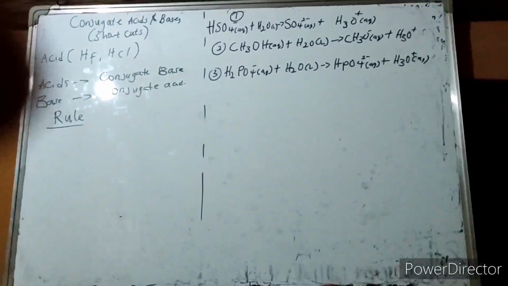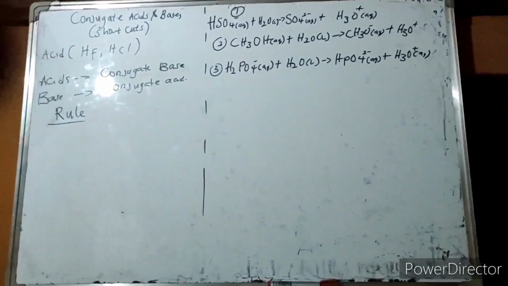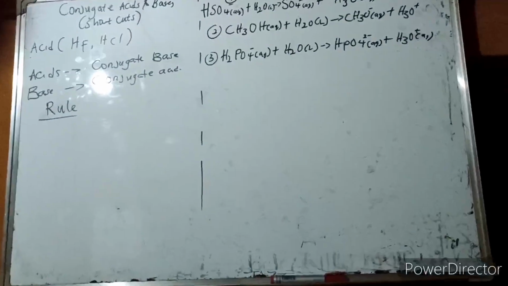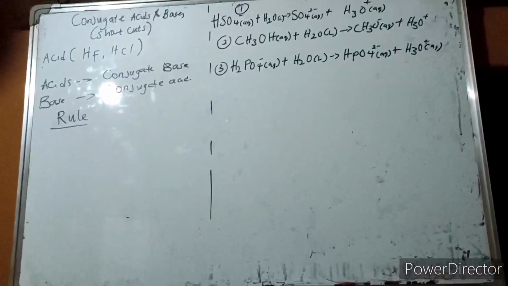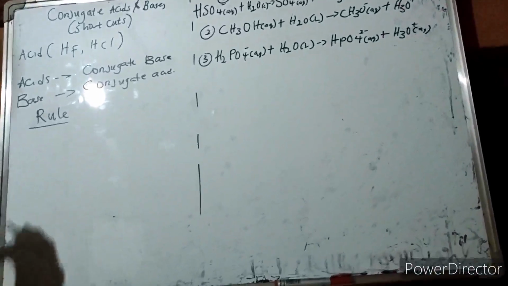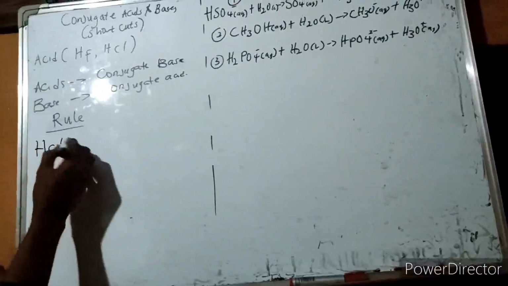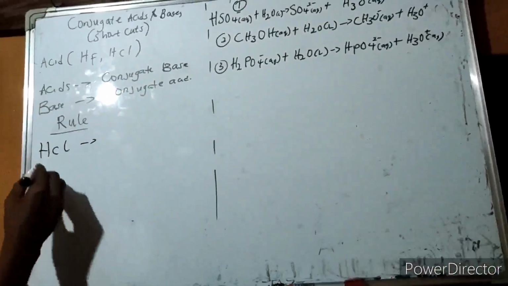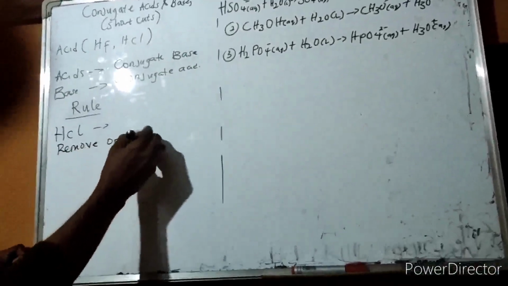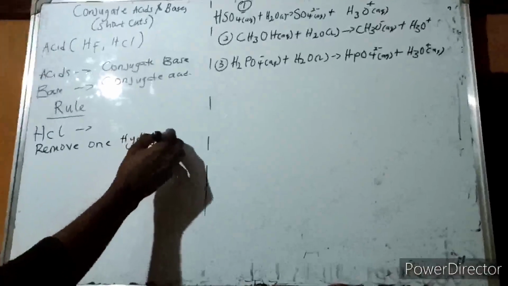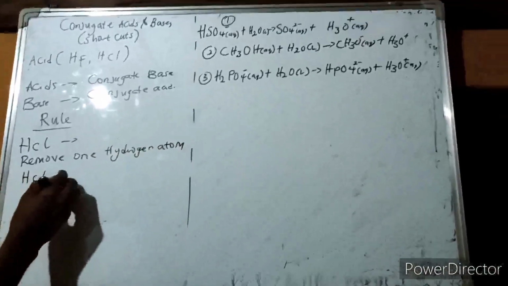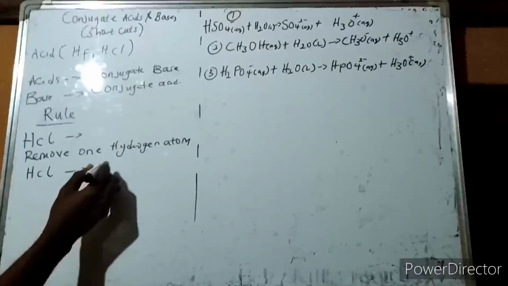Alright, so yeah, we are done with HF. Now let's do the one for HCl. As the rule says, this is HCl. HCl is the acid. The first rule says you should remove one hydrogen atom. So when you remove one hydrogen atom from HCl, you now have Cl.